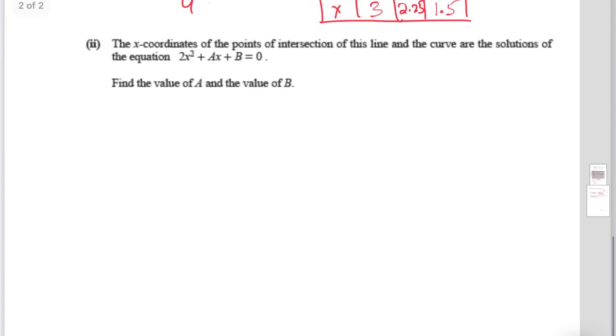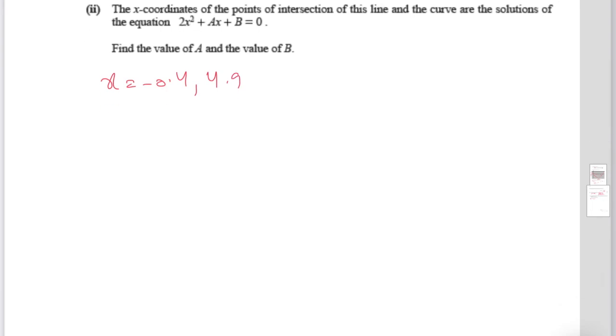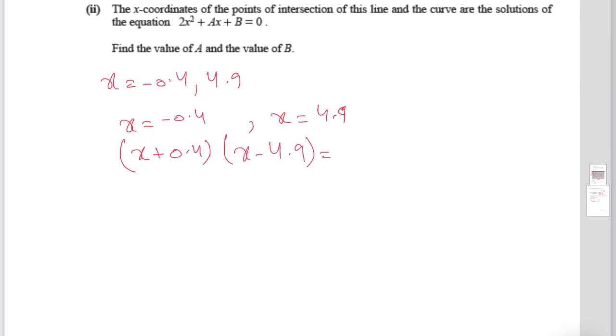So let's use these values. One of the values of x was negative 0.4. The other value was 4.9. So how do we use these? x is equal to negative 0.4 and x is equal to 4.9. So if we need to convert these into factors, they will look like this: x plus, not negative, just positive 0.4. That's one of the factors, and the other factor is x minus 4.9. These multiplied by themselves should give us 2x squared plus ax plus b.